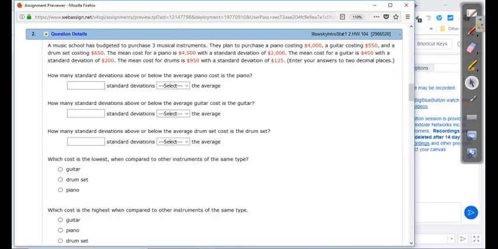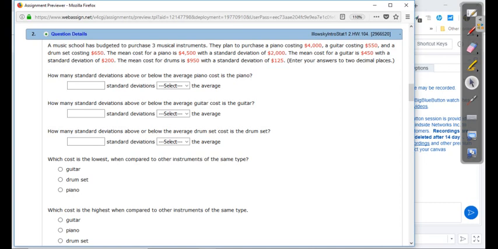This is problem number 2 from our web assigned problem. It reads as follows. A music school has budgeted to purchase 3 musical instruments. They plan to purchase a piano that costs $4,000, a guitar costing $550, and a drum set costing $650.